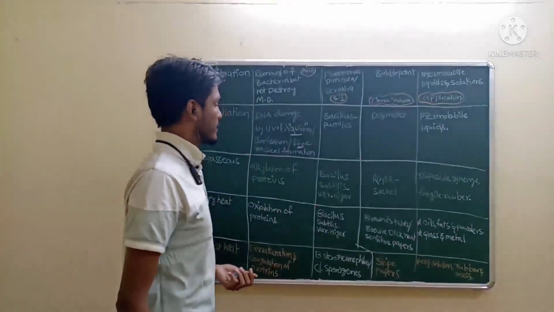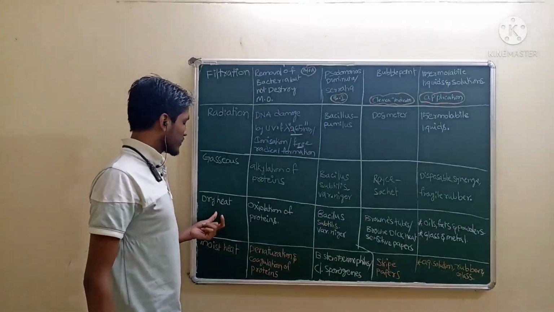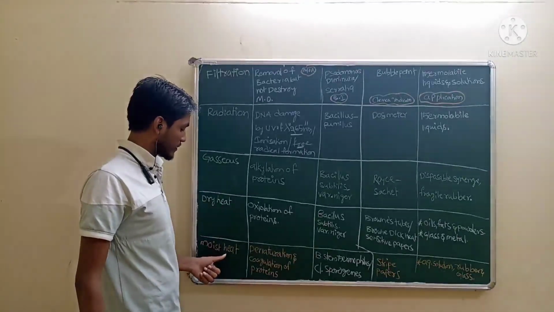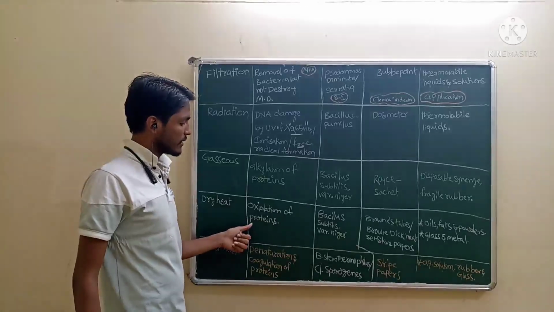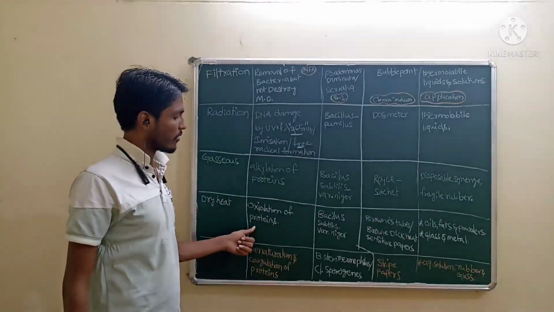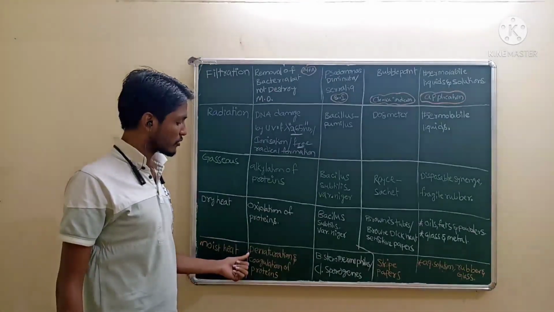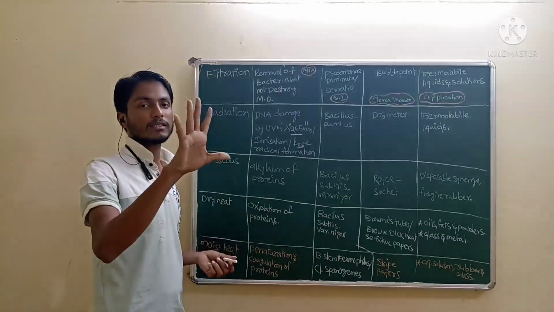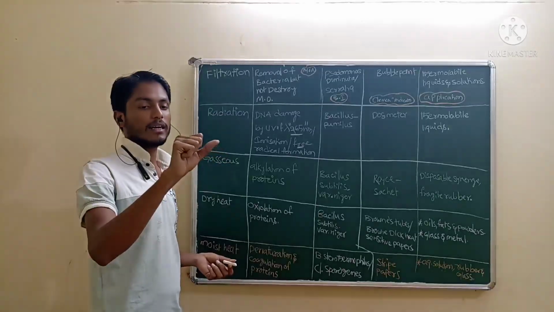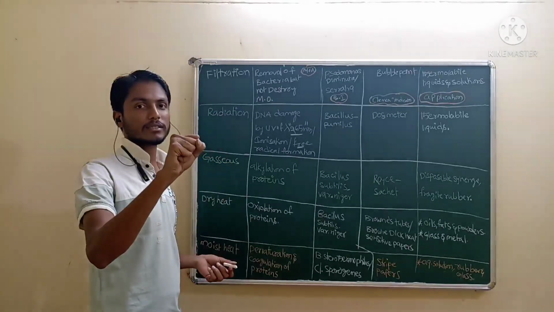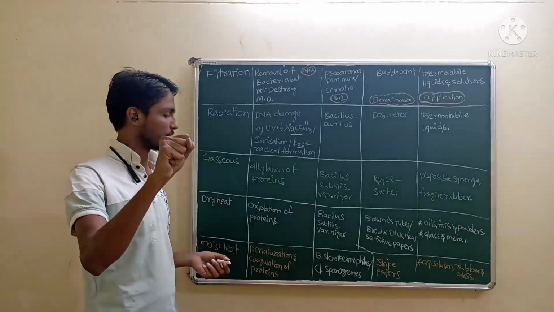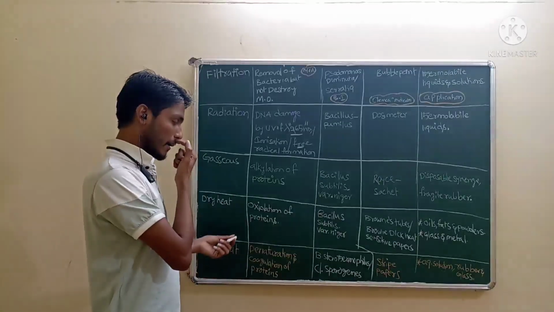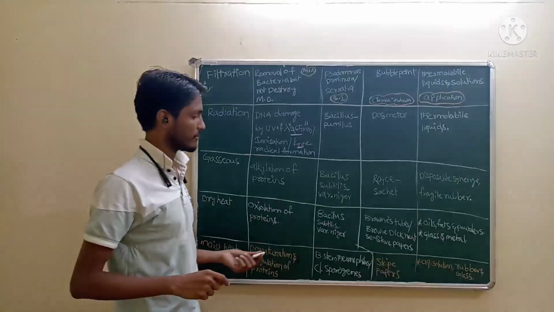Next one is dry heat sterilization. Very important: dry heat sterilization versus moist heat sterilization. In dry heat there is oxidation of protein. In moist heat there is denaturation or coagulation of proteins, where the three-dimensional structure of the protein is changed. But here in dry heat, it is oxidation of protein.